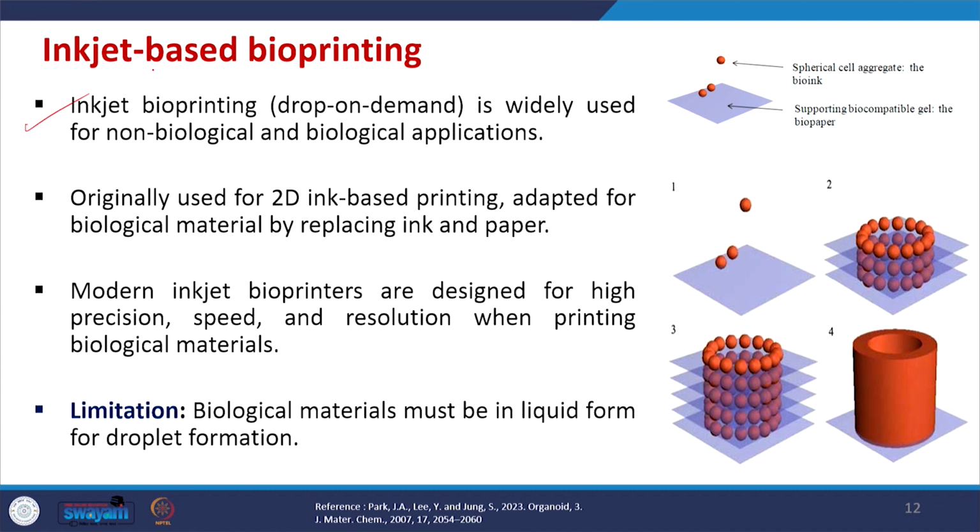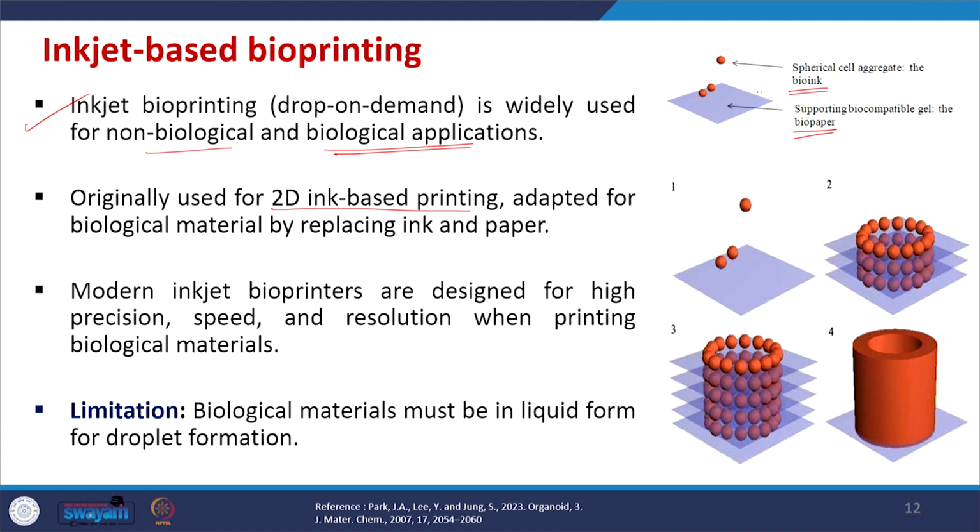The inkjet bioprinting is widely used for non-biological and biological applications, and it is similar to your 2D ink based printing. So, most of you might have seen this inkjet printer, where you will be using this ink as well as the paper for printing. So, it is similar to that. Here, instead of the ink we are going to use the bio ink, and instead of the normal paper we are going to use the bio paper.